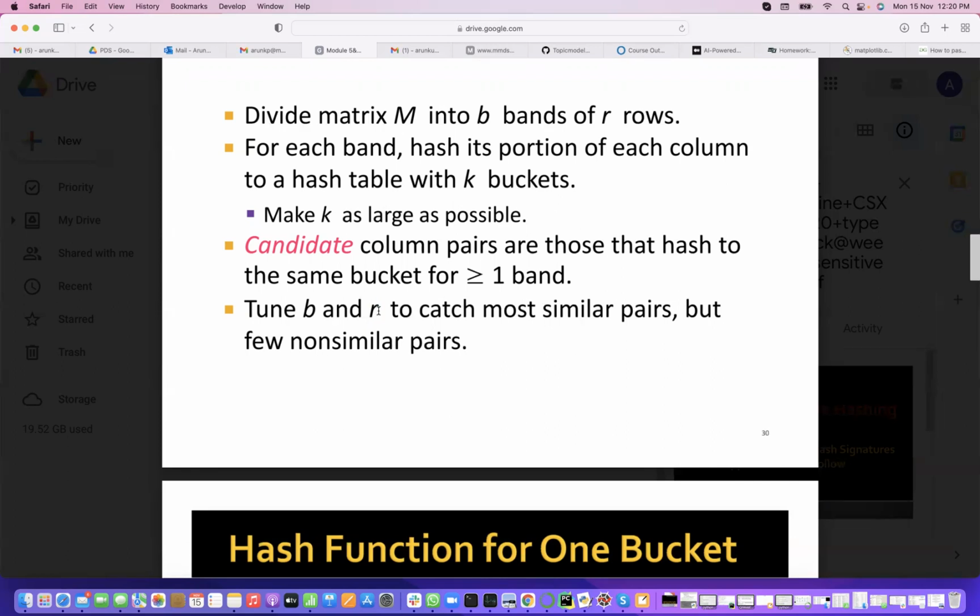If you take a smaller number of R, your signature will become small. We have said that if you take more permutations, then you have more chance that the signature matches the input matrix exactly. So R also should be large, B also should be large. But if B and R are both very large, then your computation is almost the same as your input matrix. So tune B and R to catch most similar pairs, but few non-similar pairs.